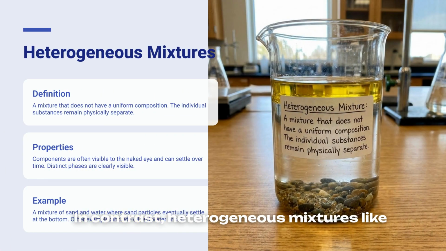In contrast, heterogeneous mixtures lack a uniform composition, and the individual substances remain physically separate. Components are often visible and can settle over time. Mixtures like sand and water or oil and water demonstrate this distinct phase visibility.